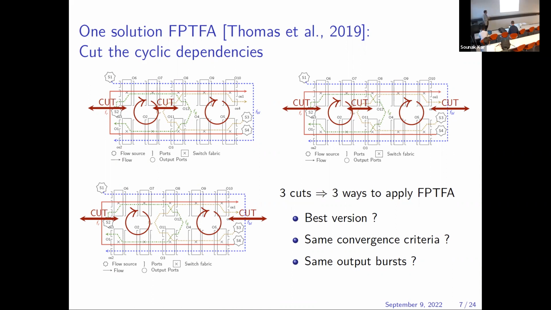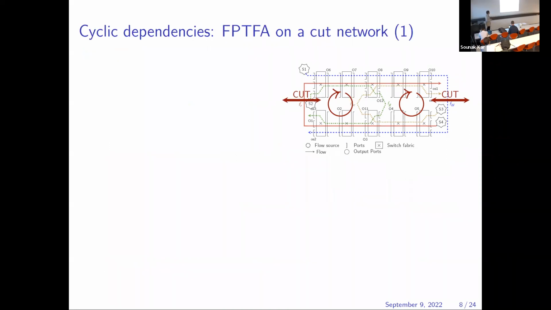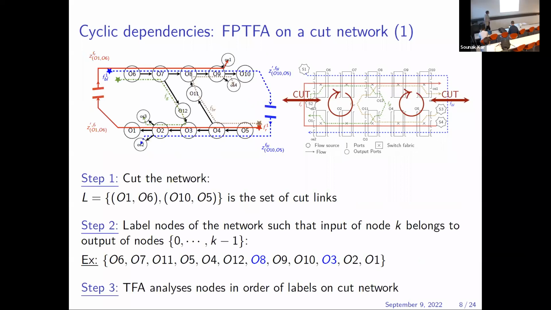So the question we ask is: is there a best version between the three cases? And do they provide the same output burstiness? And do they have the same convergence criteria? So before showing that all these versions are equivalent, I will show you FPTFA. So how does the FPTFA work?